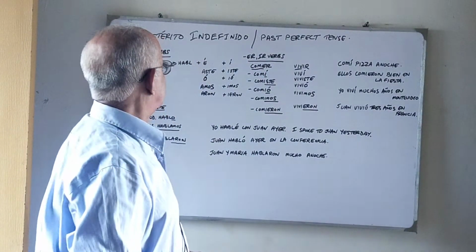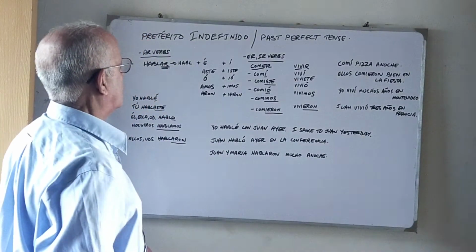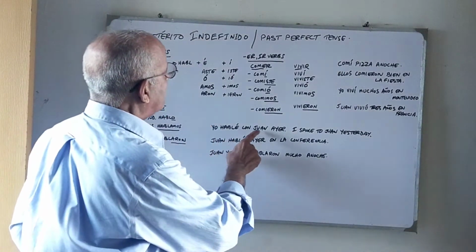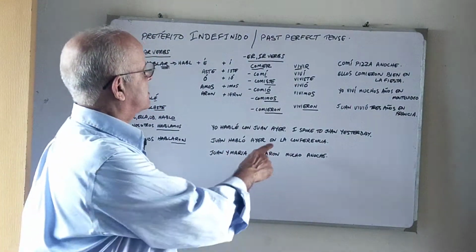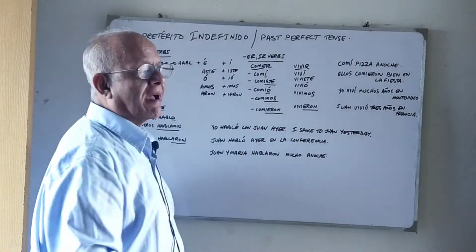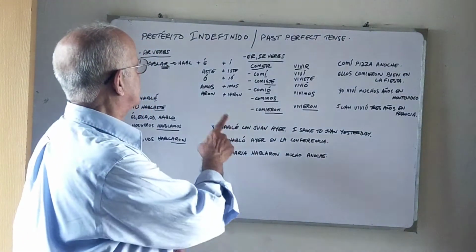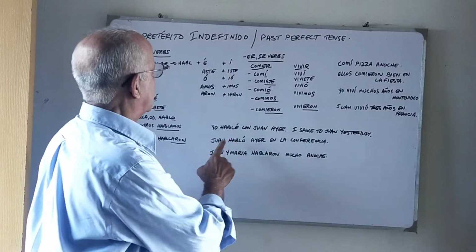Now some examples. I'll give an example with an AR verb. Yo hablé con Juan ayer. I spoke to Juan yesterday. Now yesterday is a fixed time, it happened and it finished yesterday, so we'll use this tense. Yo hablé con Juan ayer.